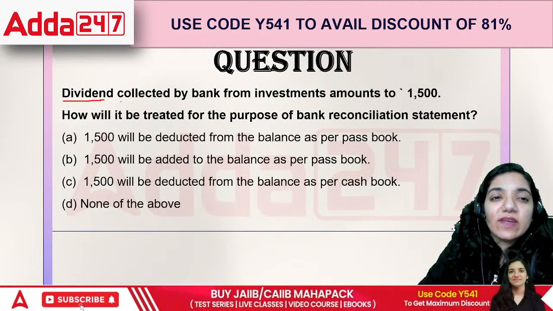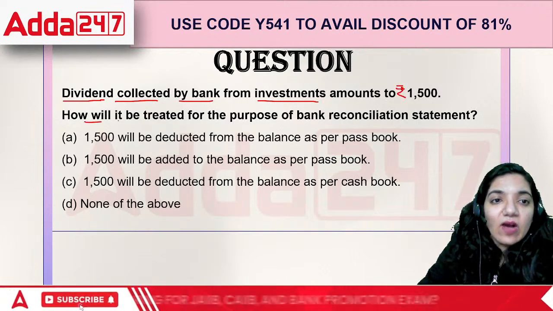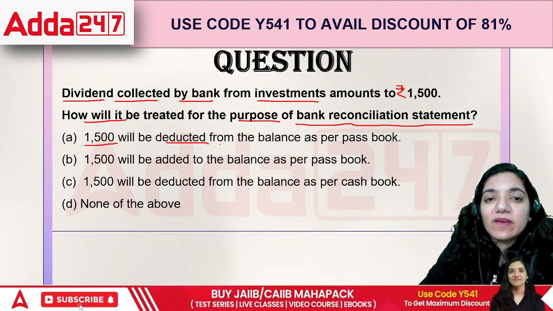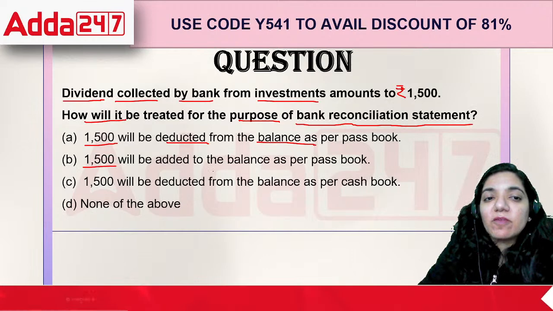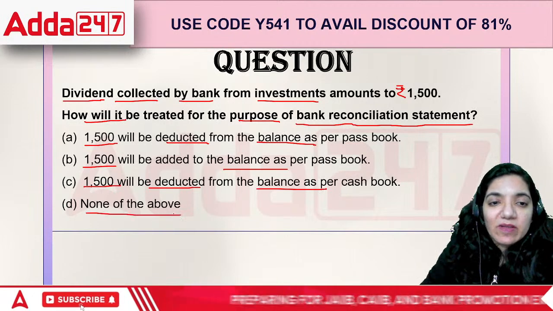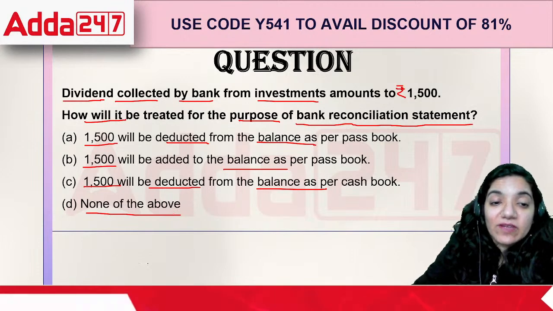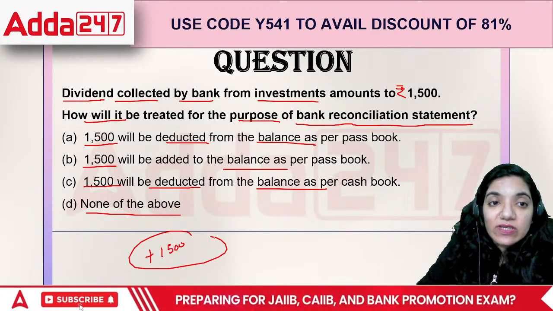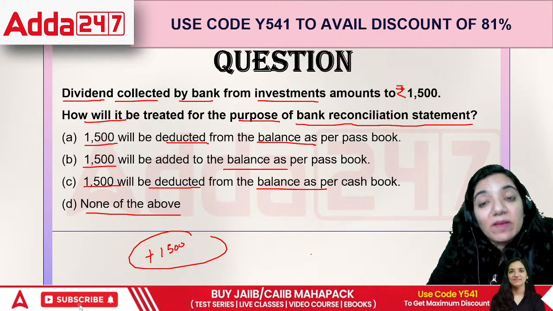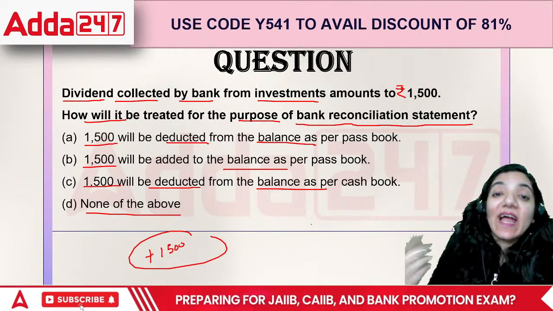Next question. Dividend collected by bank from investments amount to rupees 1500. How will it be treated for the purpose of bank reconciliation statement? 1500 will be deducted from the balance as per passbook, 1500 will be added to the balance as per passbook, or none of the above. See, I received the money directly into my bank account. That means I got 1500 in my bank account. How will it be treated in the BRS? Since I received this money directly into my bank, the cash book had no clue about it. So as per the cash book, it should be added, right?